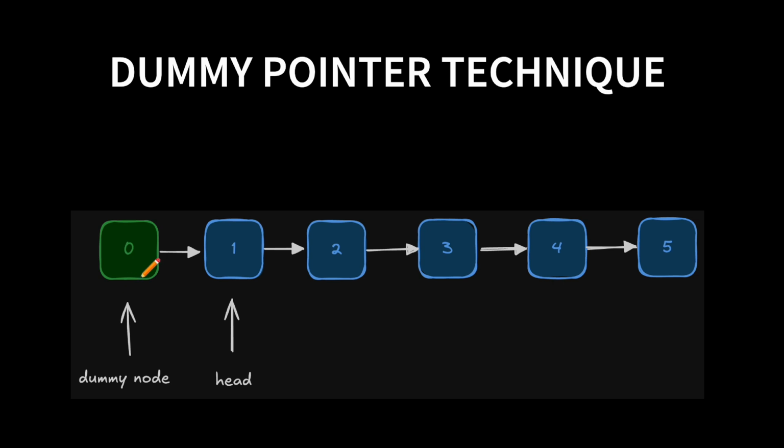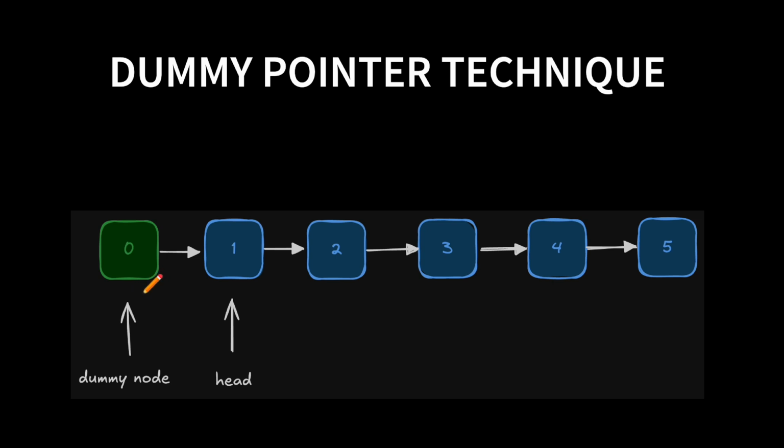Now, if we place a dummy node at the start of the linked list, then removing the head is like removing any other element in the middle of the linked list, right? Because now the head node is not the first node. And because the dummy node is never part of the list, we don't even have to consider deleting it, right? So it will always stay.